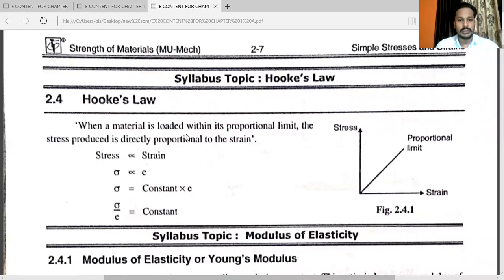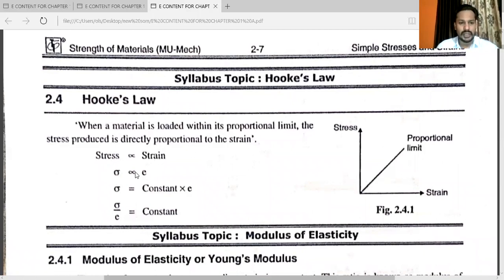When a material is loaded within its proportional limit, the stress produced is directly proportional to the strain. Here you can see that on the x-axis, strain is given, on the y-axis, stress is given. And this is the proportional limit. As stress increases, strain also increases. The line is a straight inclined line. So stress is directly proportional to the strain.